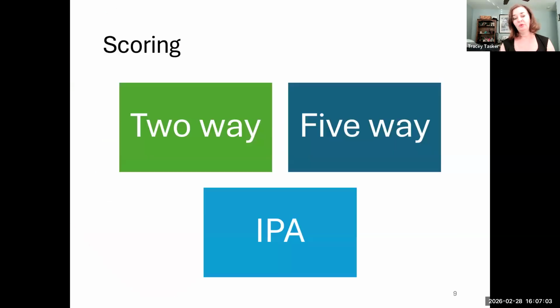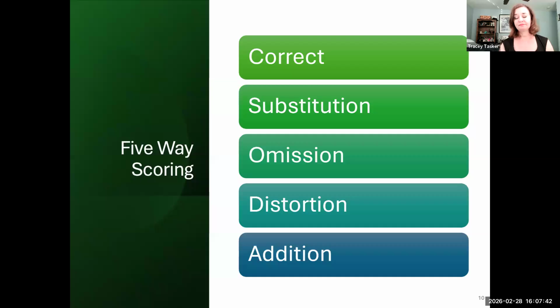Okay, so there's different ways that different assessments are scored. I think we've talked about this before. Two-way scoring is usually just a plus or a minus, so it's correct or incorrect. That's all that you're doing. Often in a very quick screening, you might be doing just plus and minus. Five-way scoring is more detailed. We're going to go through that in a minute, and that's really identifying what type of errors they were, such as omission or substitution. And then IPA is obviously our highest level of scoring, where we're providing much more detail.